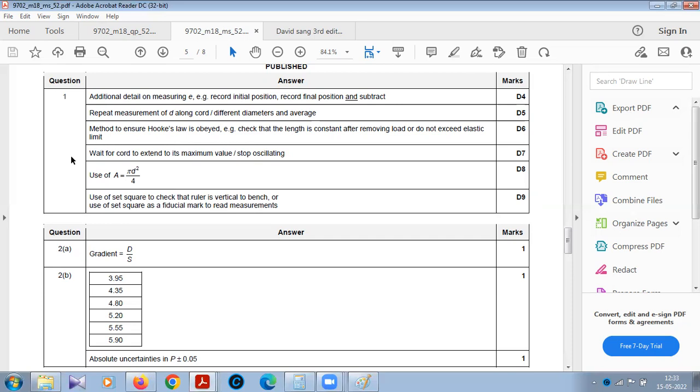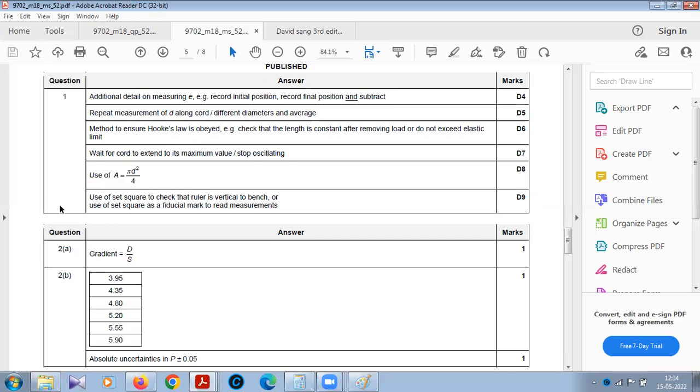Then you can wait for the wire to extend or stop oscillating. When you hang the weight, it will oscillate a little bit, so you don't take the reading at that point of time. You wait for some time and take the reading when it comes to rest. And for the area you are using pi d square by 4.